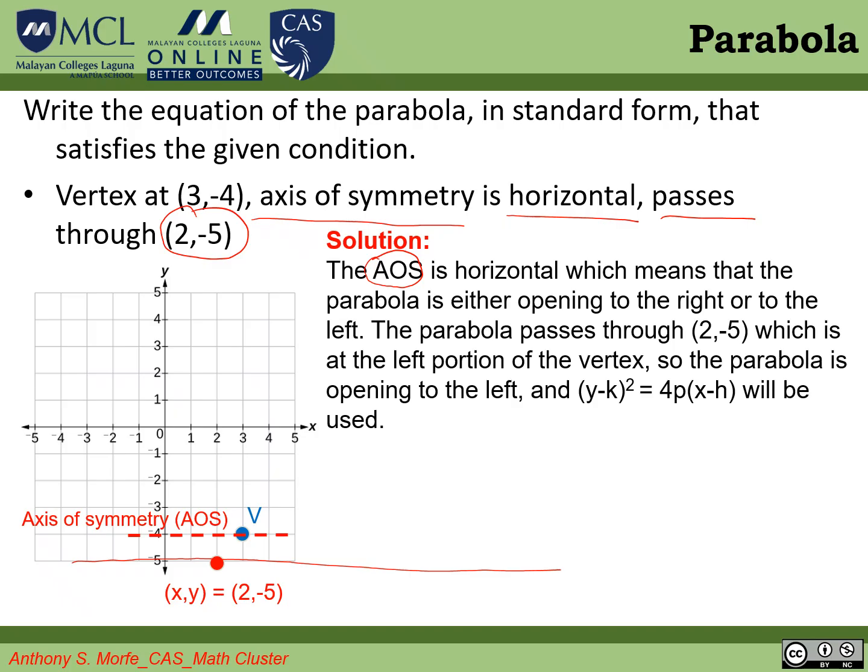So where is the right opening of the parabola? It's mentioned here that it is either opening to the right or to the left. So if this is the vertex, it could be something like this, or it can be this, so it cannot be this one, right? Otherwise it will not hit this point. So it should be this one.